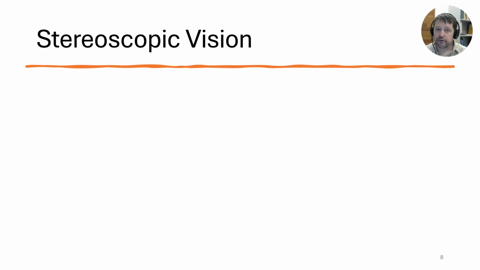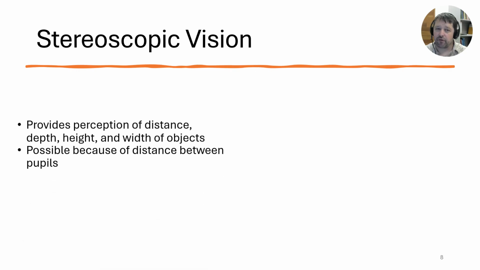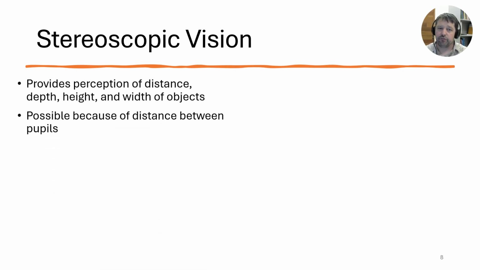All right, let's talk about some other unique capabilities of our vision. So stereoscopic vision, which really provides us this great capability. Because we are binocular organisms, we have two eyes facing the same direction in the front, we actually have stereoscopic vision, meaning that our eyes cross and see a single image. And that single image allows us to judge distance.